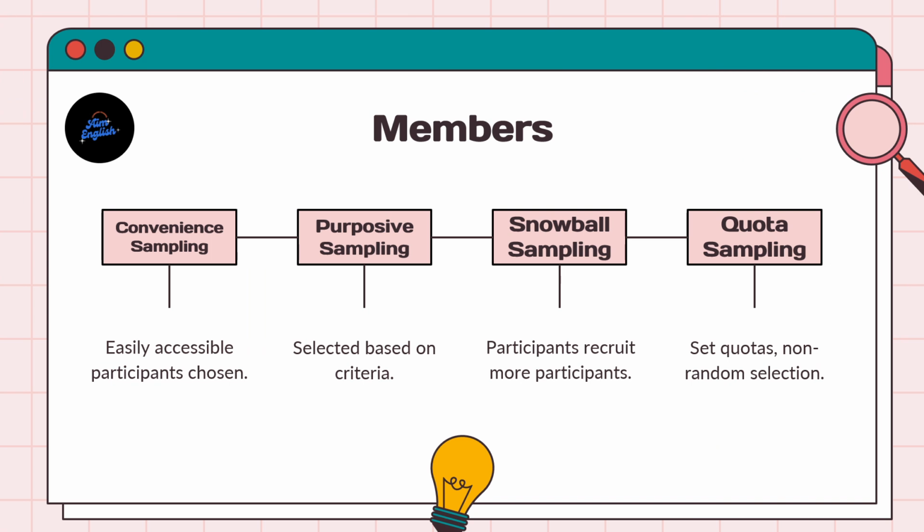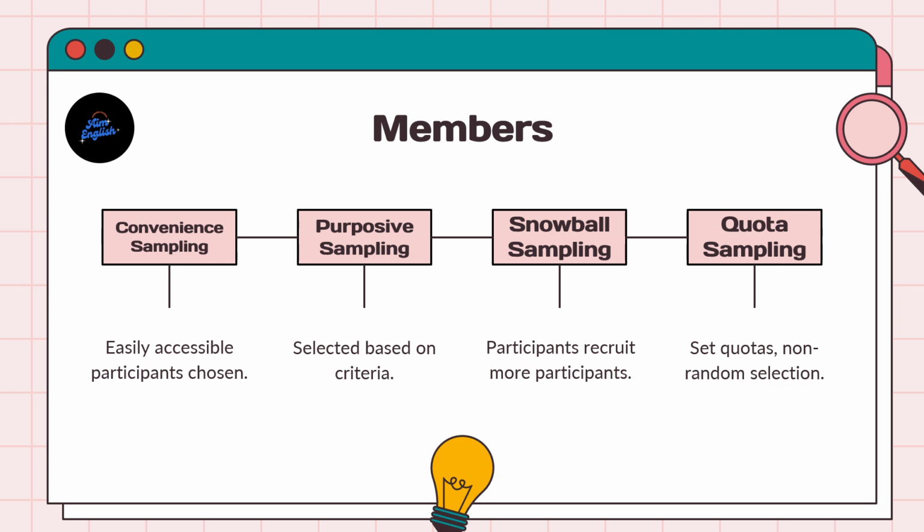Convenience sampling. You select participants who are easy to reach, like your classmates or nearby students. It's fast and simple, but may not represent the whole population well. Purposive sampling. You choose participants based on specific criteria relevant to your study. For example, if you're studying students with high anxiety, you deliberately select only those students. This is great for targeted research.